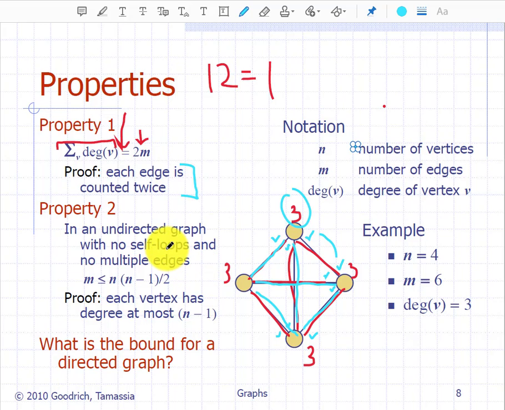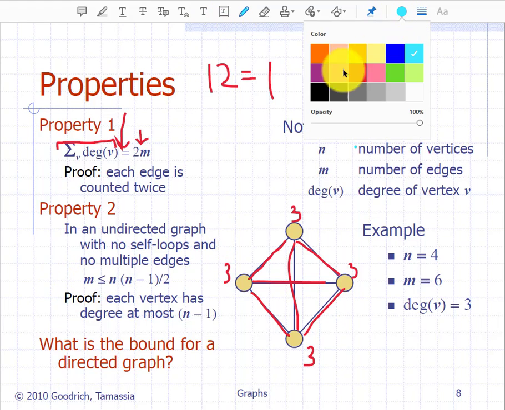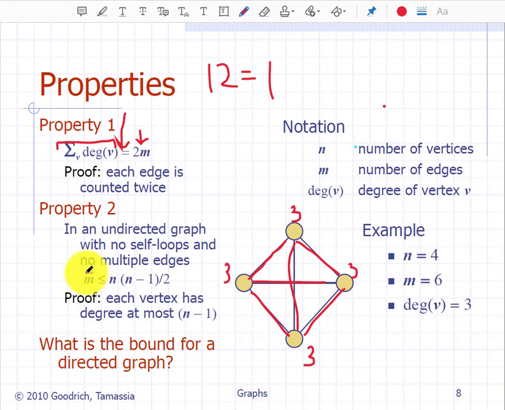The second property, now we need to restrict self loops and multiple edges. So we don't have parallel edges, we don't have self loops. So now we're trying to show that the number of edges is less than or equal to this term. So how do we show that? Well, we can use property 1 to help us.